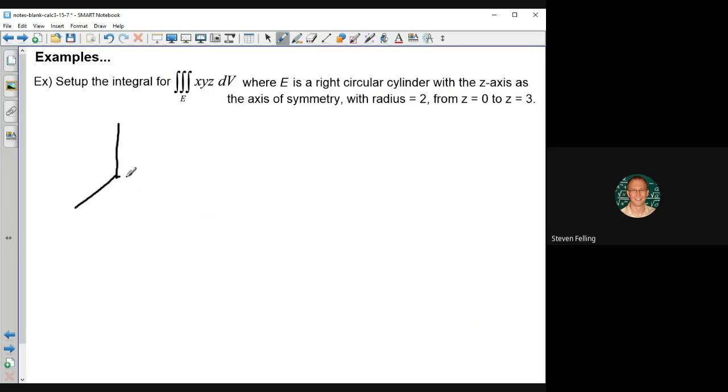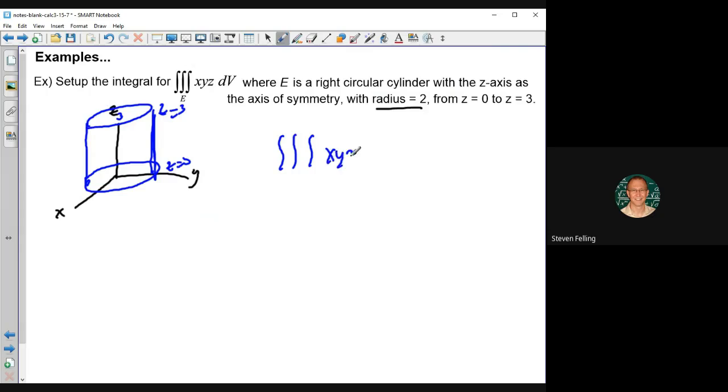All right, xyz, we have z as the axis of symmetry, radius 2 cylinder. Okay, and we start at z equals 0 down here, and then up here at z equals 3, there's another circle. It's a right circular cylinder. I know I drew it kind of elliptical, but you have to imagine that's a circle. Starting at z equals 0, ending at z equals 3. Looks like we're just doing that. Set up the integral for this. Okay, so we'll set it up.